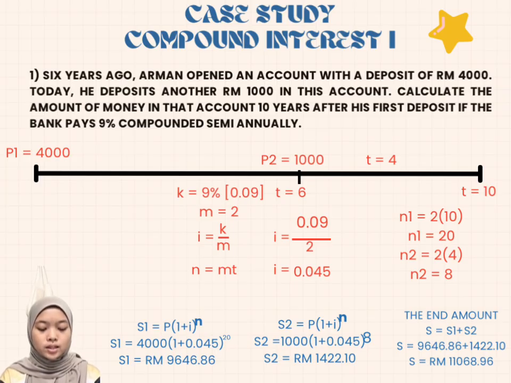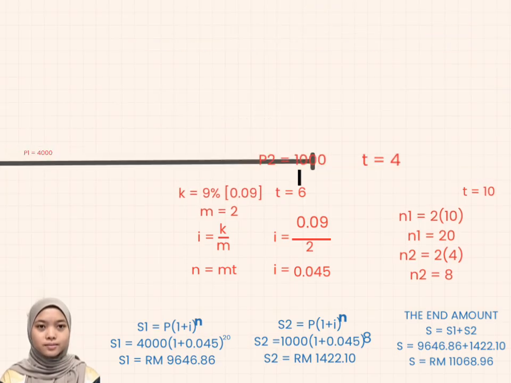S2 equal 1,422 ringgit and 10 cents. The end of amount S equal S1 plus S2. S equal 9,646 ringgit and 86 cents plus 1,422 ringgit and 10 cents. S equal 11,068 and 96 cents.